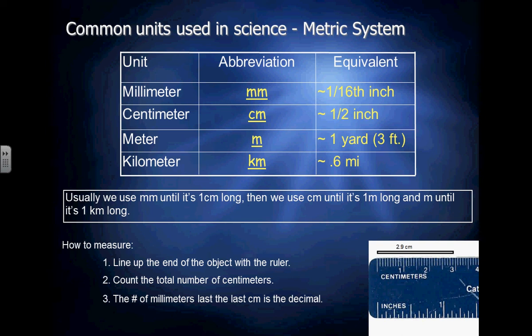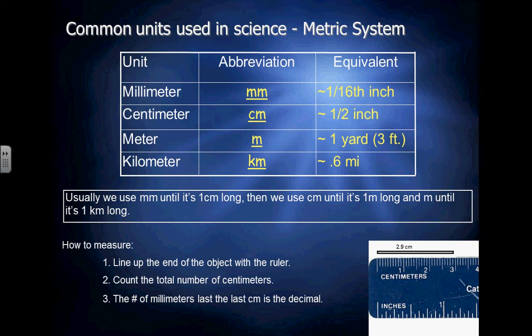Generally, when we measure things, if it's a small object, we'll use millimeters as a unit until it goes up to about a centimeter. After it's longer than a centimeter, we'll use centimeters until it's a full meter long. Then we'll generally use meters after that until it reaches a kilometer, and then we'll use kilometers.